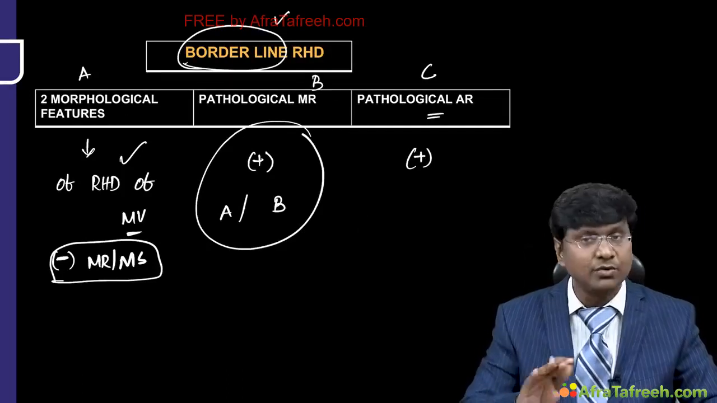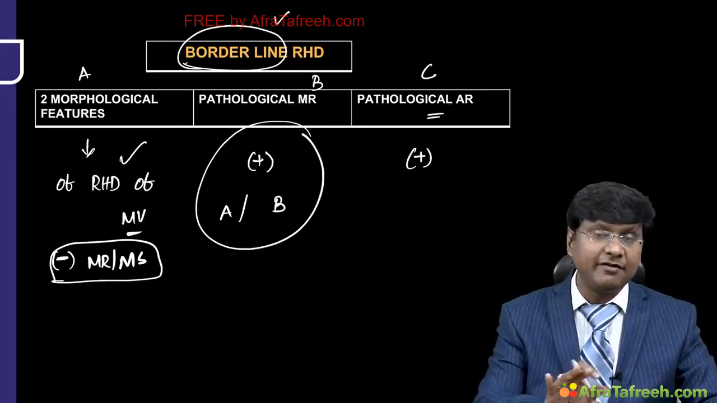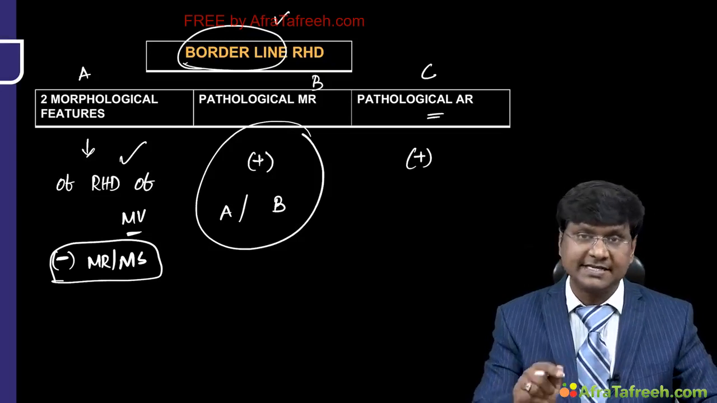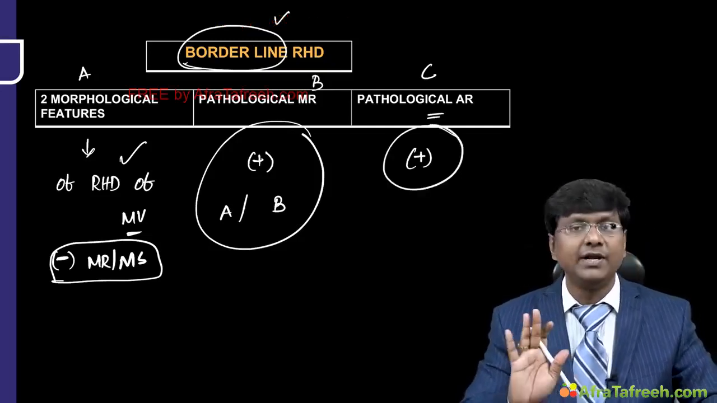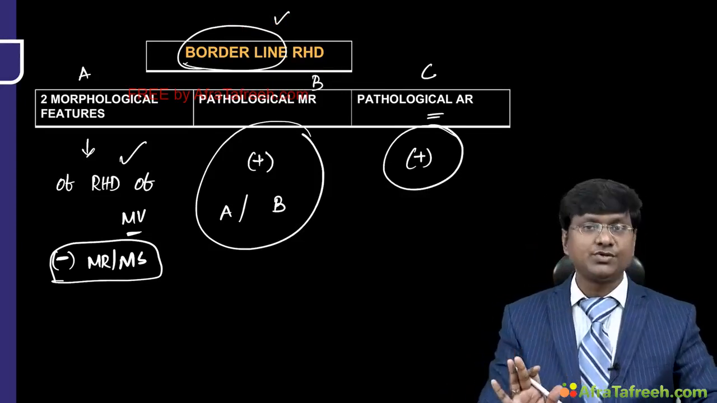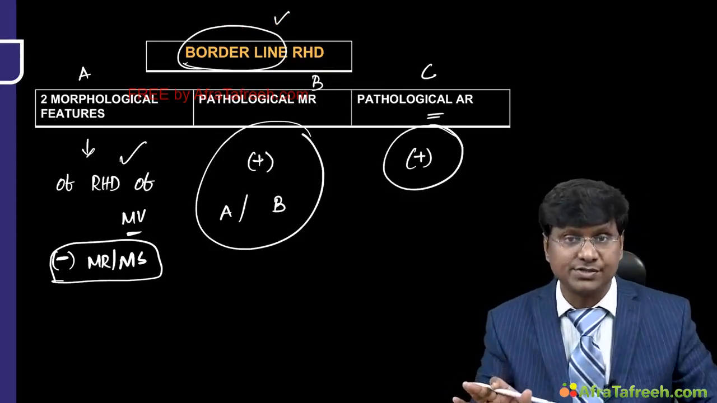If it is B, only MR should be there, but mitral valve abnormality should not be there again. That is, thickness and all should not be there. Only jet length should be increased. And if it is C, only AR should be there. Okay, so this is what is called borderline rheumatic heart disease, right?